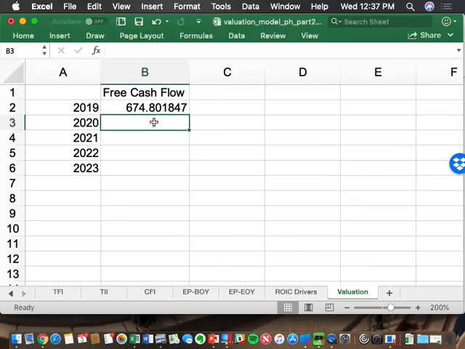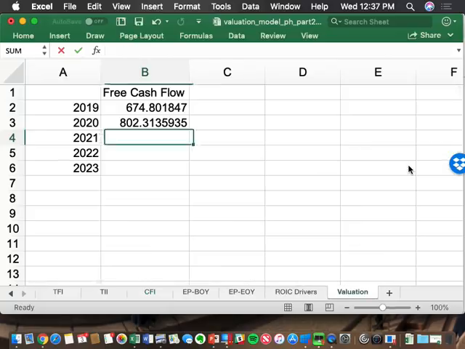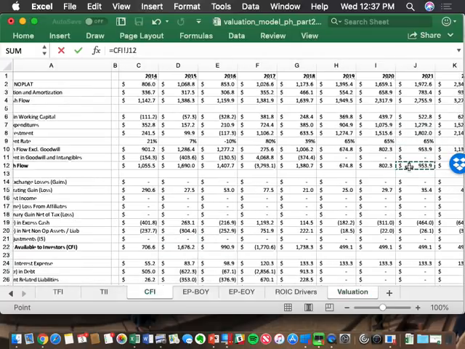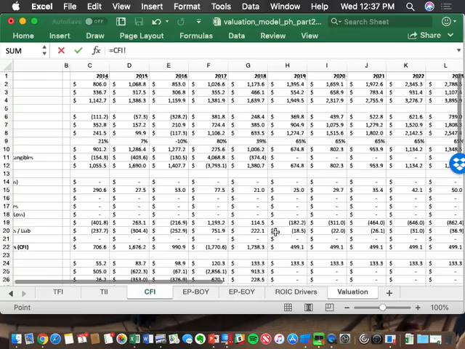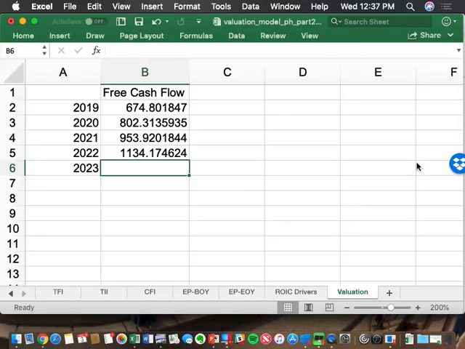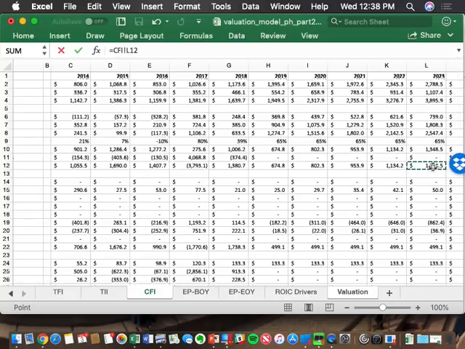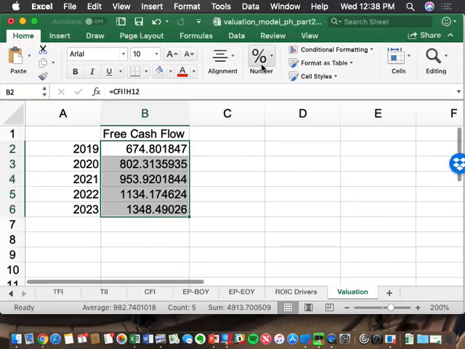Now, the 2020 forecast for free cash flow off the CFI is I12. 2021 free cash flow is J12. 2022 free cash flow off the CFI is K12. And 2023 free cash flow off the CFI tab is L, as in Larry, 12. And I'm just going to format this to 2 decimal places, just to make it a little bit cleaner.